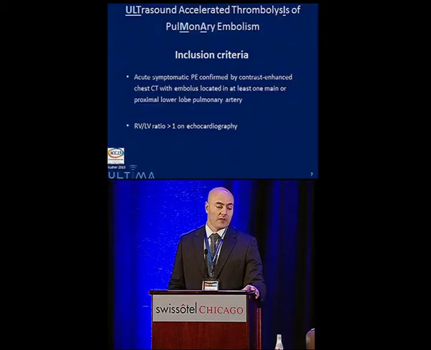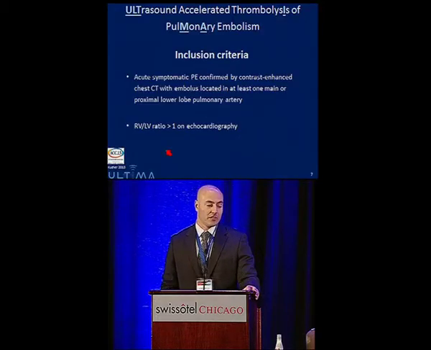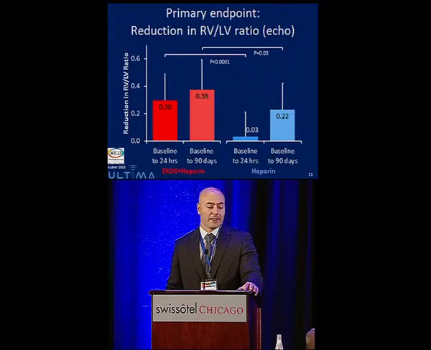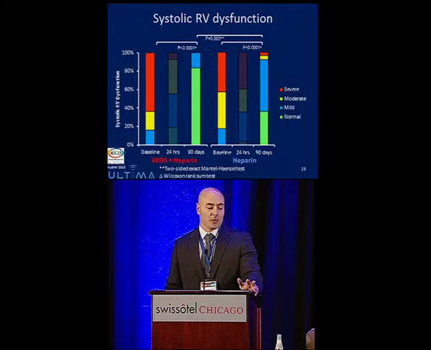And one of the data that helps support this was recently presented at the ACC, the ULTIMA trial. They took these patients with massive and submassive PEs, and they had to have an RV-LV ratio greater than 1. Basically at 90 days, compared to heparin alone, there was a primary reduction in the RV-LV ratio, and the 90-day follow-up shows normalization of the systolic RV dysfunction compared to heparin alone.